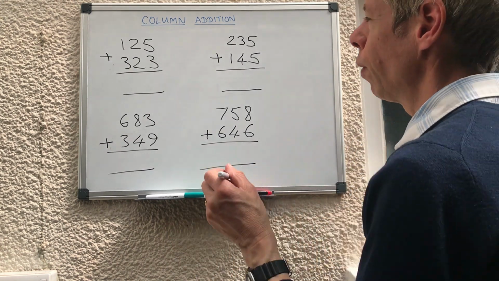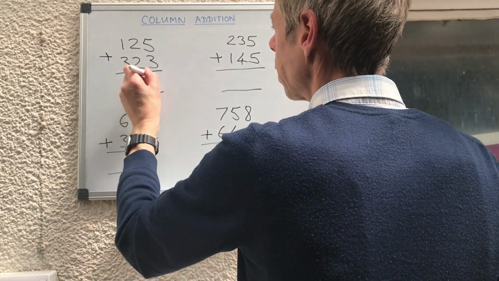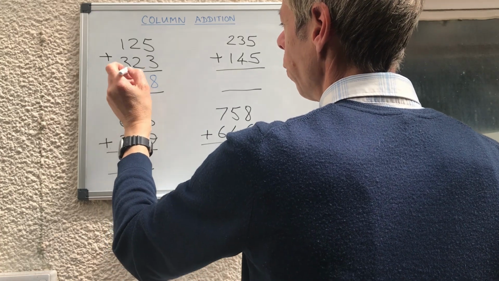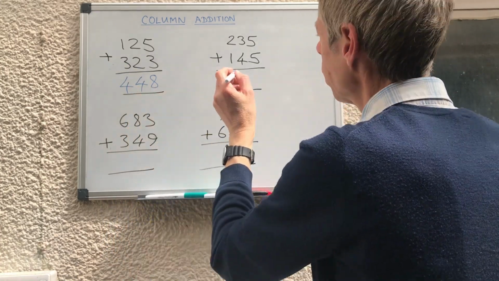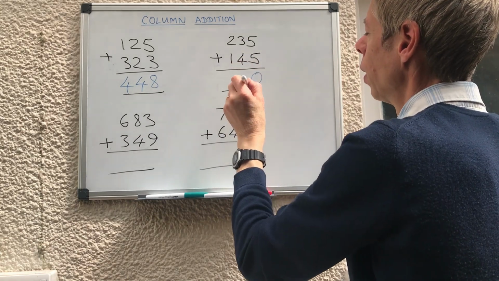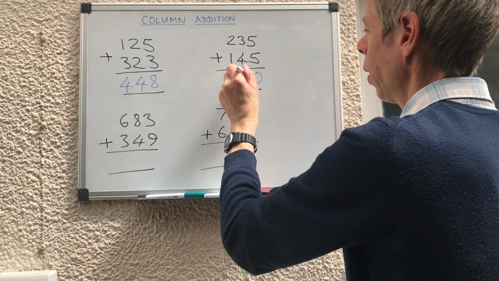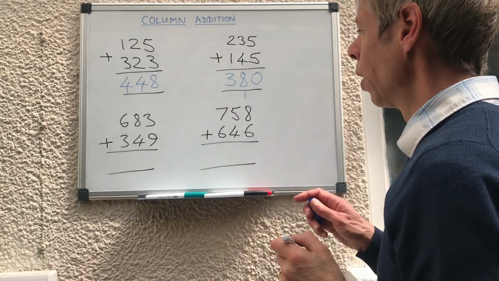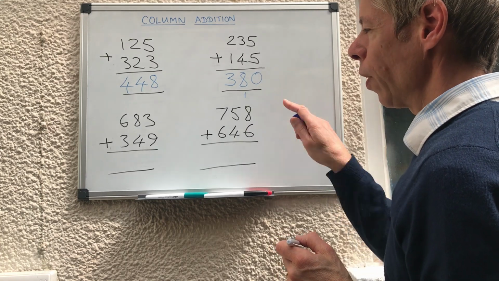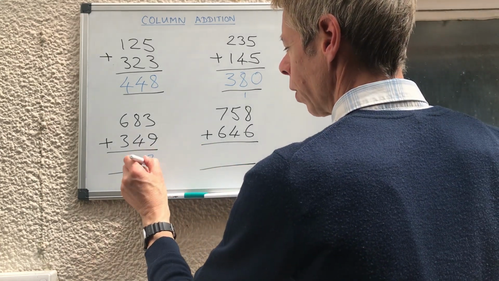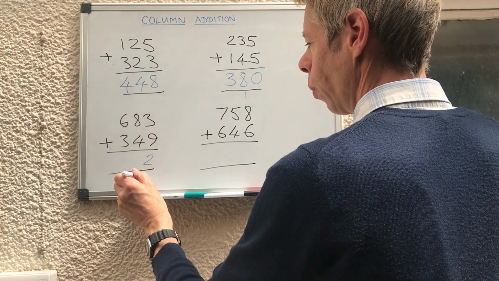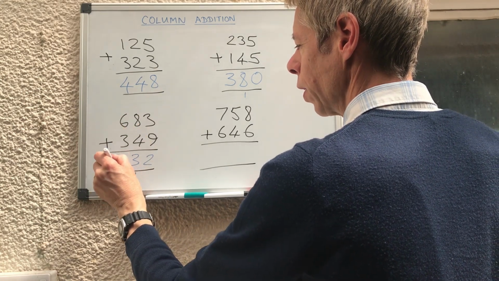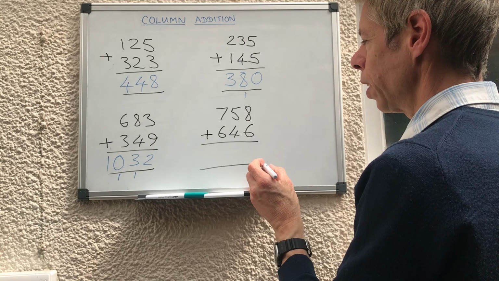Okay, so let's go through the first one. So 5 plus 3 is 8, 2 plus 2 is 4, 1 plus 3 is 4. So the first answer, 448. Question 2, 5 plus 5 is 0, 1 down there. 3 plus 4 is 7, add the 1 is 8, and then 2 plus 1 is 3, so our answer is 380. Right, third question, 3 plus 9 will give us 12. 8 plus 4, 12, but add 1 to give 13. 6 plus 3 is 9, but add 1 to give 10. So third answer is 1032.